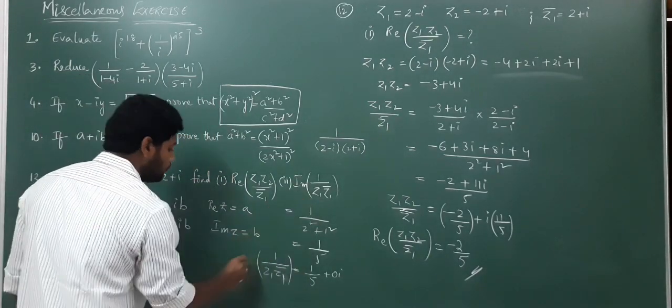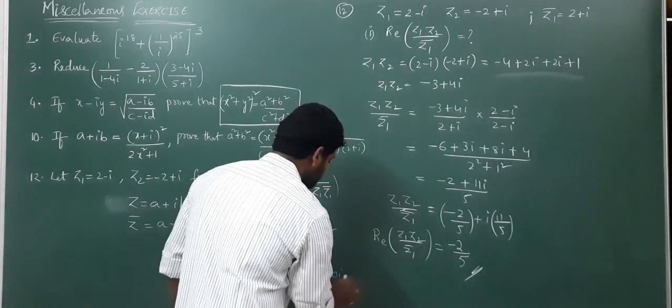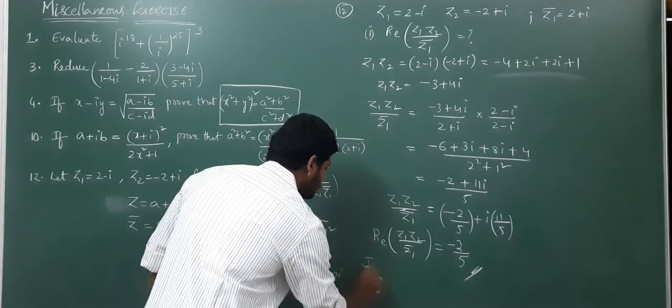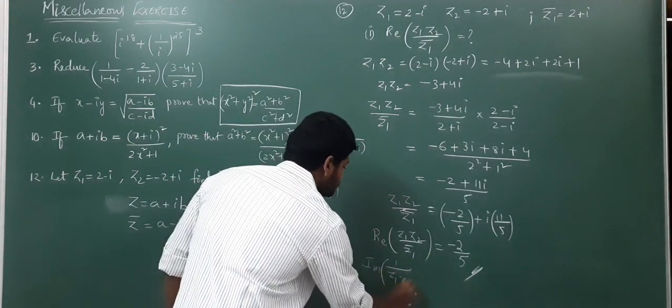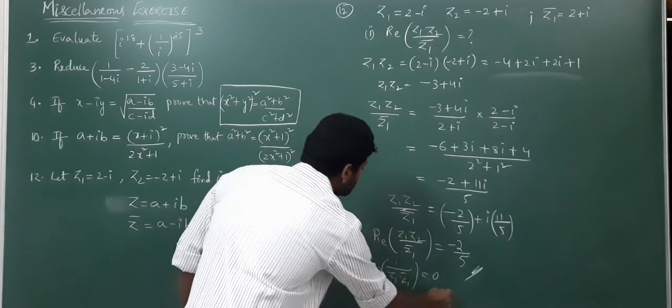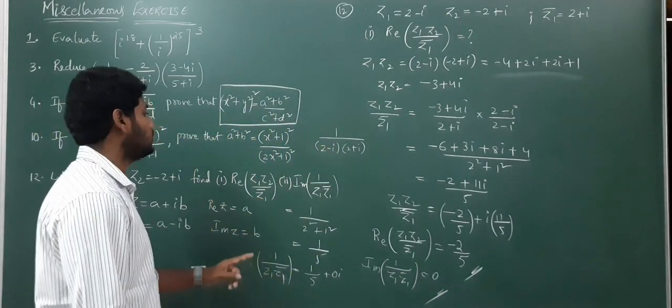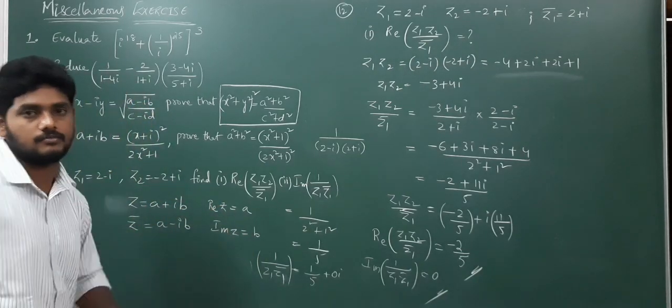So here, if you want to find the imaginary part, what is the imaginary part here? 0. This is 1 by z1 into z1 bar. If you want to find the imaginary part of 1 by z1 into z1 bar, it is equal to 0. This is about the second question. Pause the video to note it down. Next we will solve another 5 problems of this miscellaneous exercise.